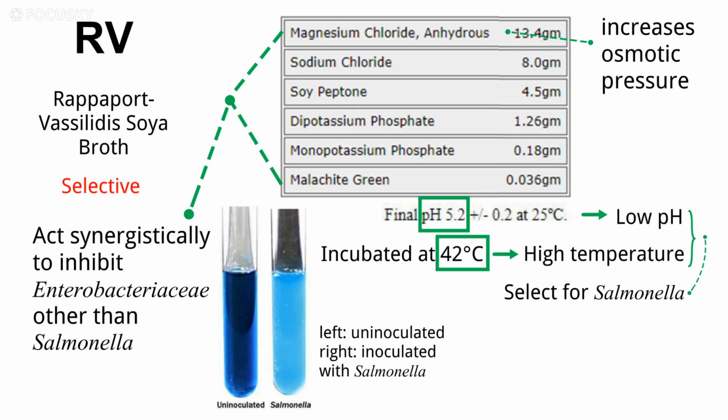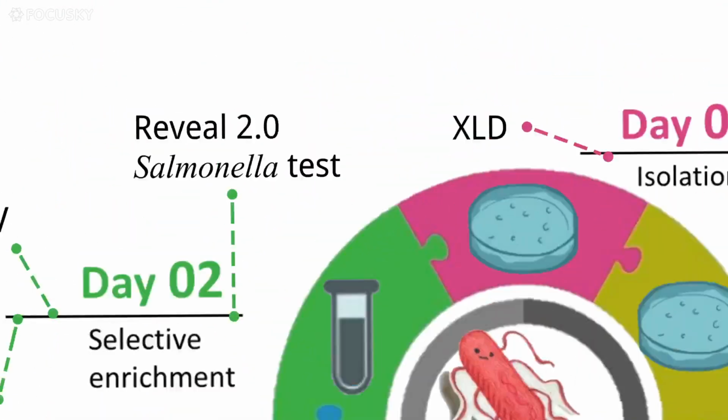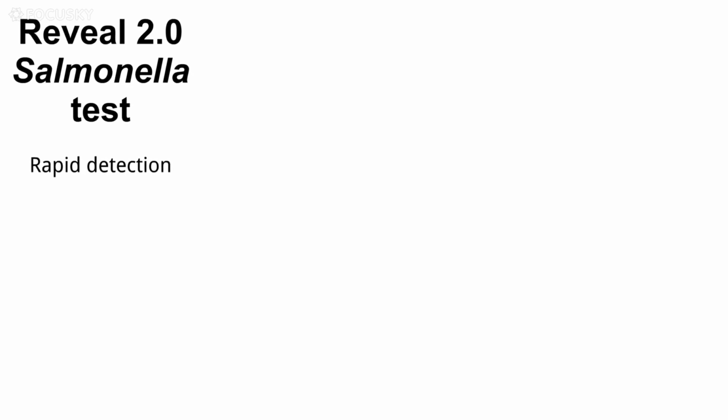The left tube in the picture is the negative control, while the tube on the right is inoculated with Salmonella. As you can see, the RV broth inoculated with Salmonella becomes lighter blue and turbid. Sometimes, when the growth is minimal, it is hard to observe any color change. However, if you compare the negative control to your tube against the light, you will see some turbidity indicating the growth.